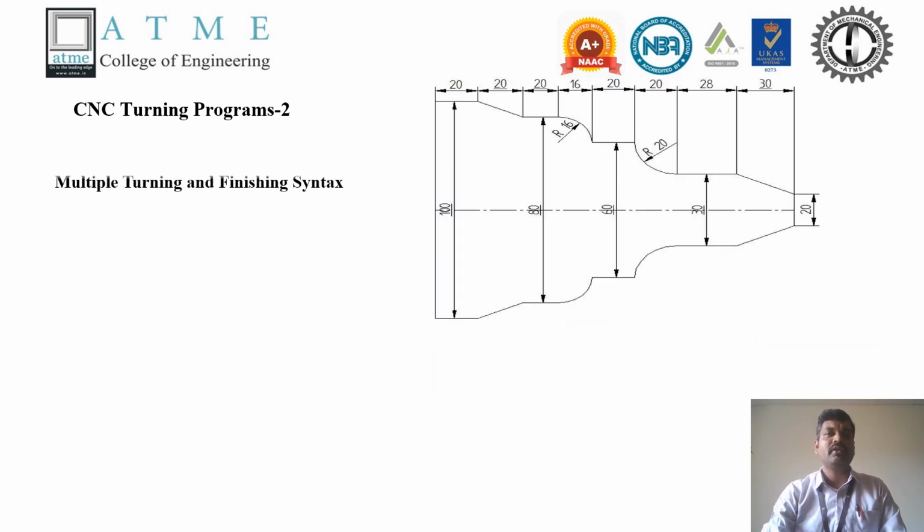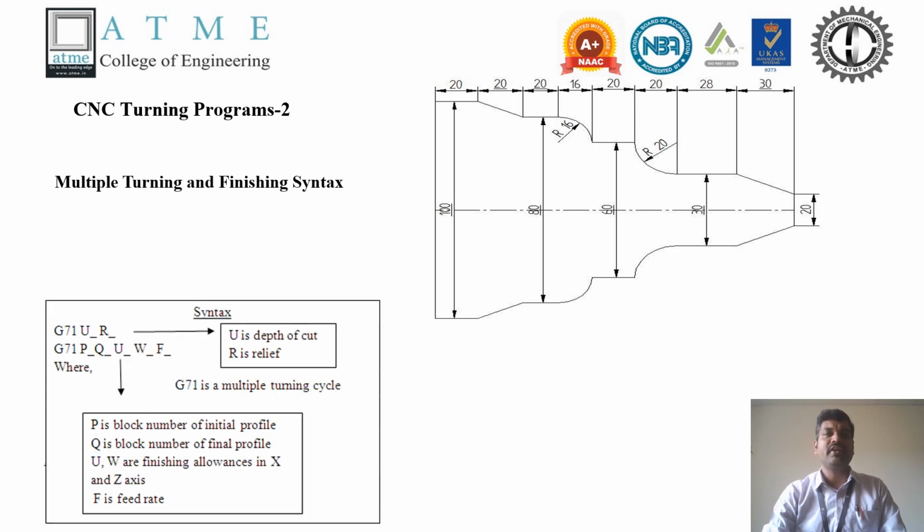So this is the syntax for multiple turning and finishing operation, as already discussed. In multiple turning, the syntax consists of 2 lines, that is G71. Before writing any program, the programmer should have basic knowledge of G codes and M codes. With respect to G codes, G71 is the multiple rough turning operation. Under G71, U is used for the depth of cut in steps, and R for the relief.